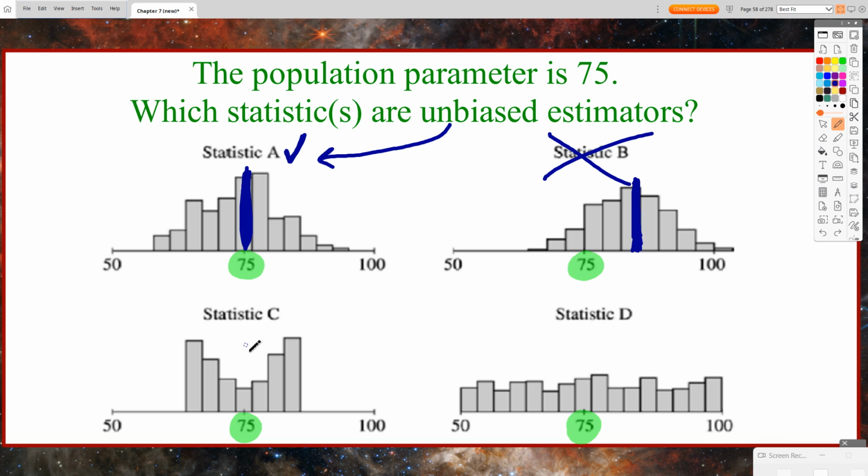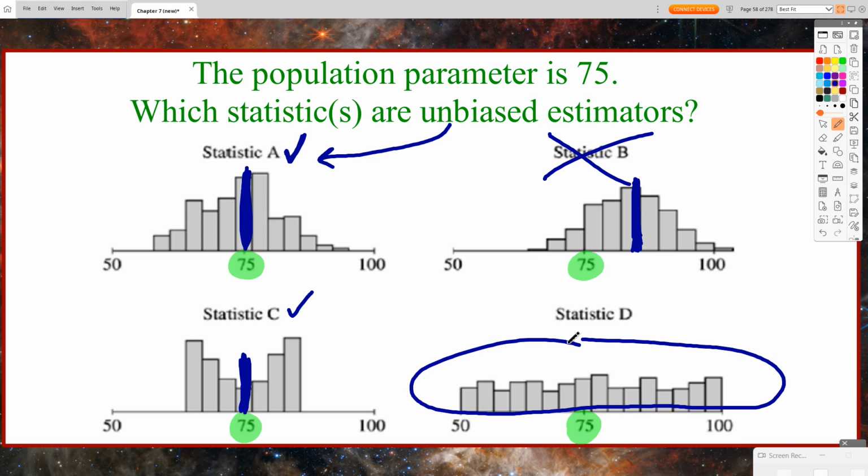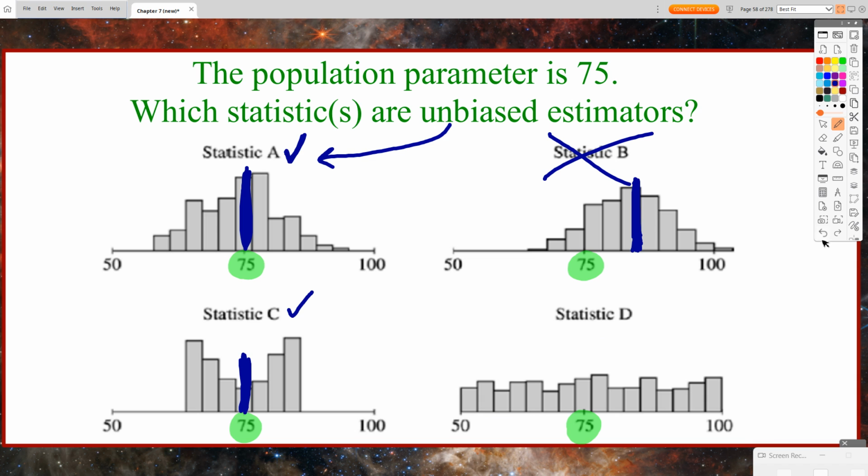Now for statistic C, does this sampling distribution look like it's centered on 75? I would say it does. We've got a little bit more variability involved here. I would say the standard deviation is higher in this sampling distribution than it is in statistic A. But you know what? I would say this would be an unbiased estimator. The center is about the same as 75. And then what about statistic D? Does the center of this sampling distribution look like it's right on or about 75? And I would say it is.